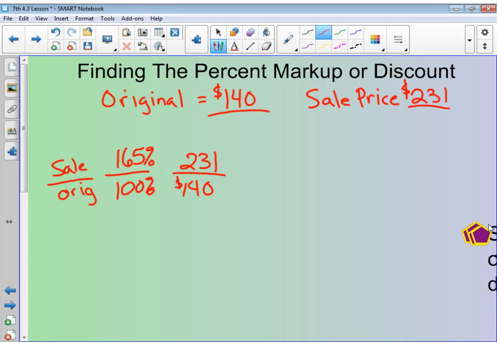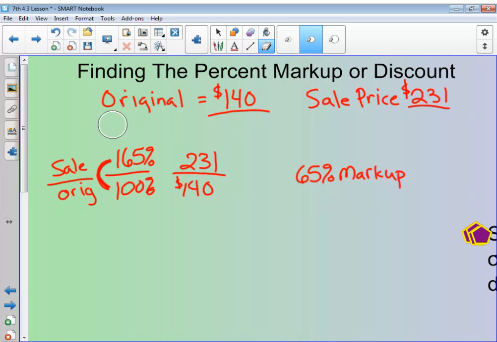Remember, we want to know how much it was changed. What was the change between these two? When we subtract between those, we find out it was a 65% change and it was marked up, because it was bigger than the 100%.